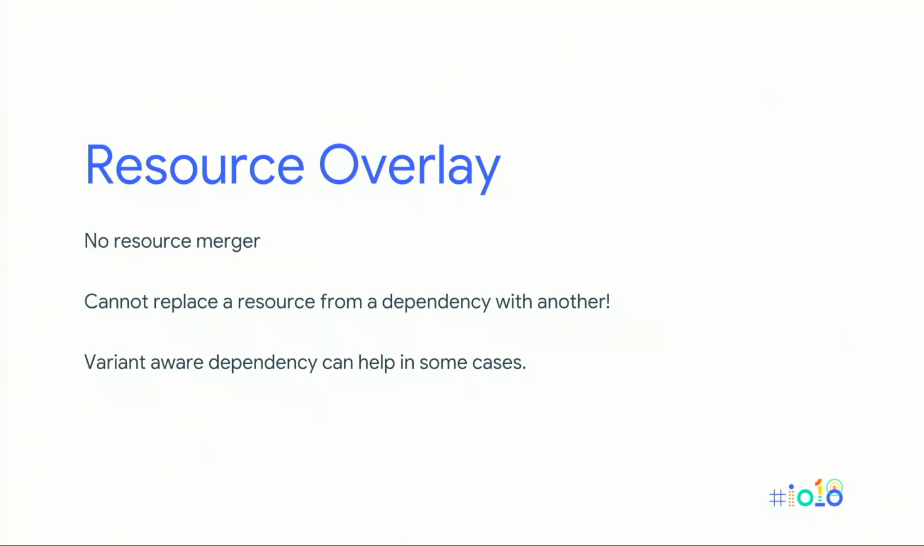If what you're doing is, well, in debug in my app, I want to override an icon that's coming from one of my libraries, you can just use variant-aware dependency management, right? In that library, have a debug version of that icon, and then the app will consume the debug version anyway, which was not the case before 3.0. So that solves that problem. If you have another use case, definitely talk to us because we want to hear about it.